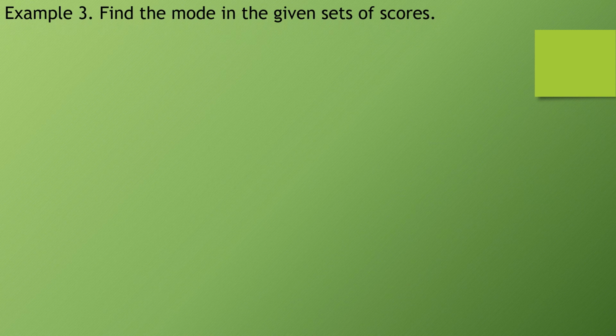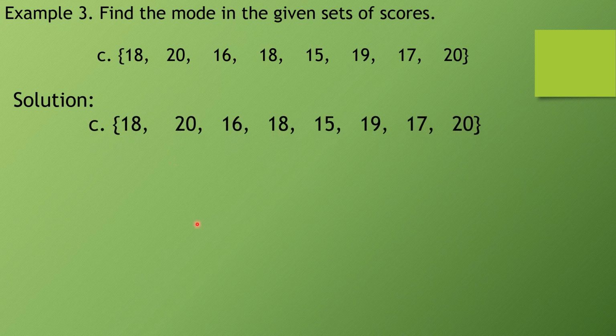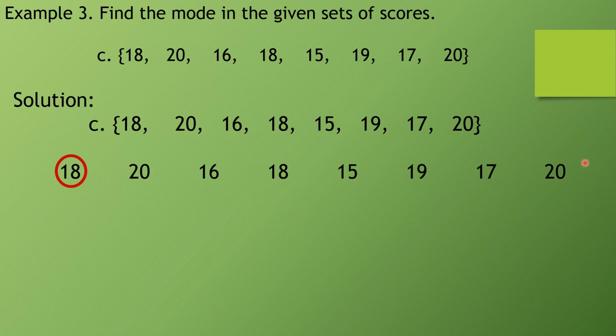Example number 3. Find the mode in the given set of scores. We have here 18, 20, 16, 15, 19, 17, and 20. So, for our solution, ato lang i-copy the same data given and arrange. After arrange, or ato na siyang mahapsay tanan, we need to inspect kung naay nibalik. In our case, si 18, nibalik siya. We have 18 here. And also, we have 18 on this side. Also, sa atong nakita, si 20, nibalik po si 20.